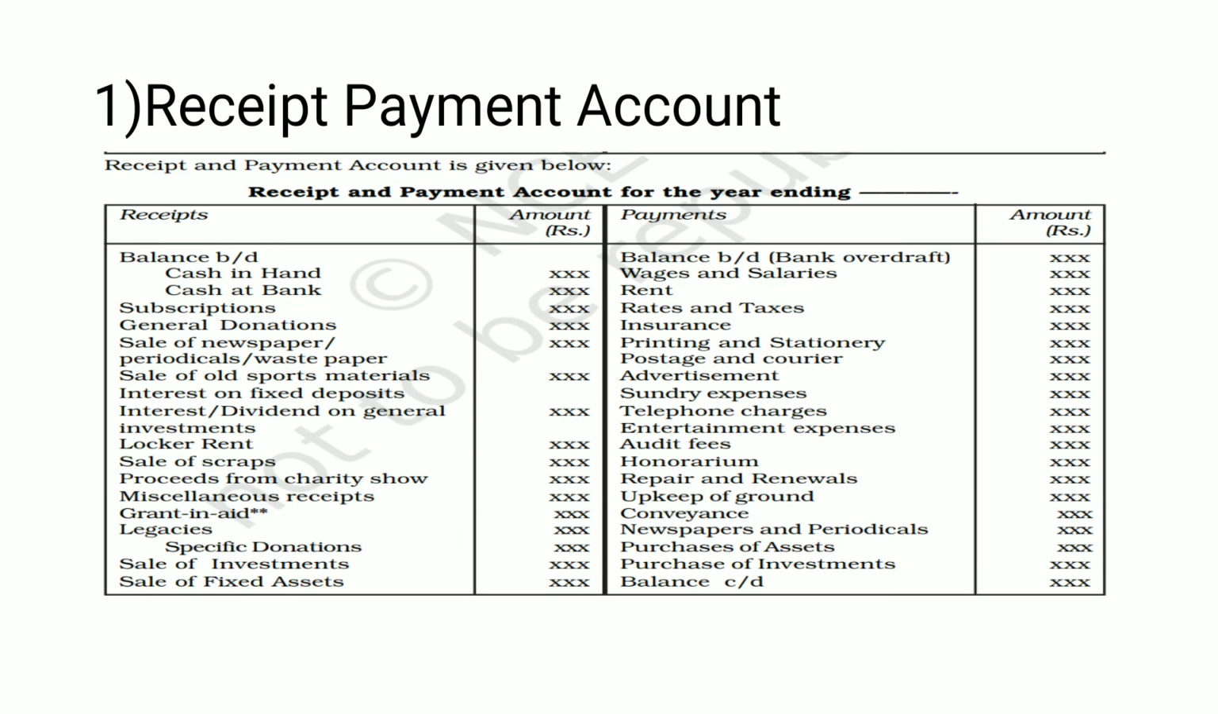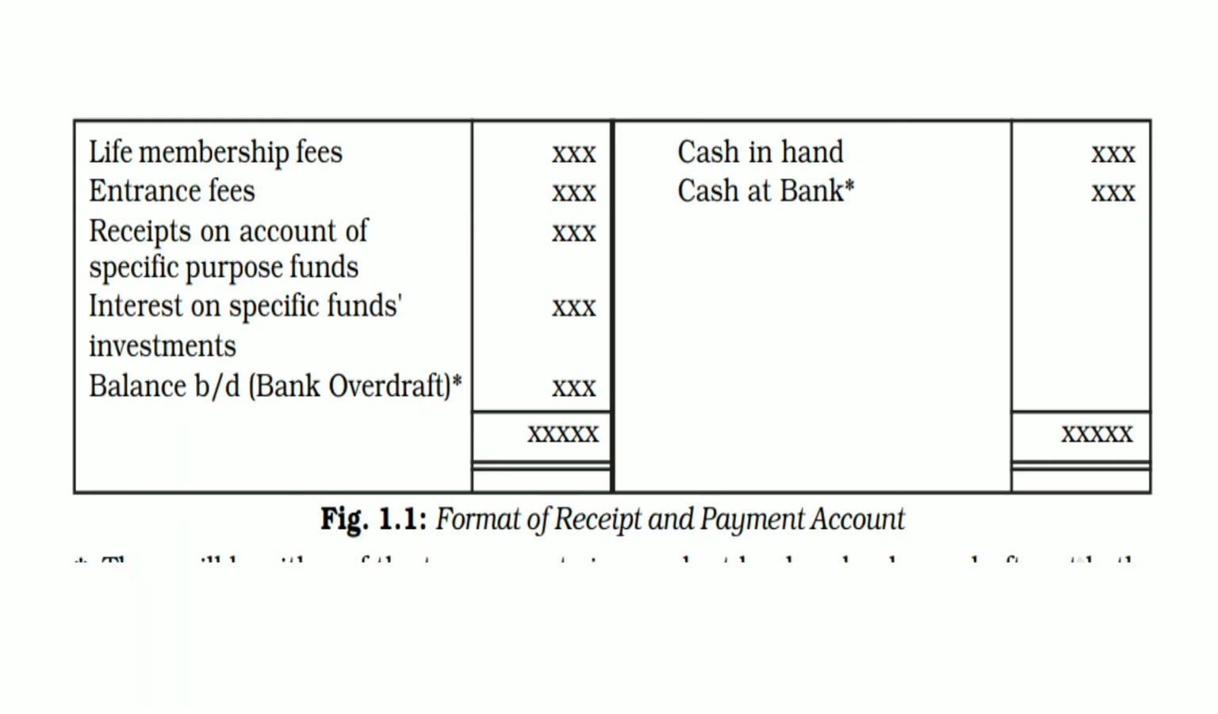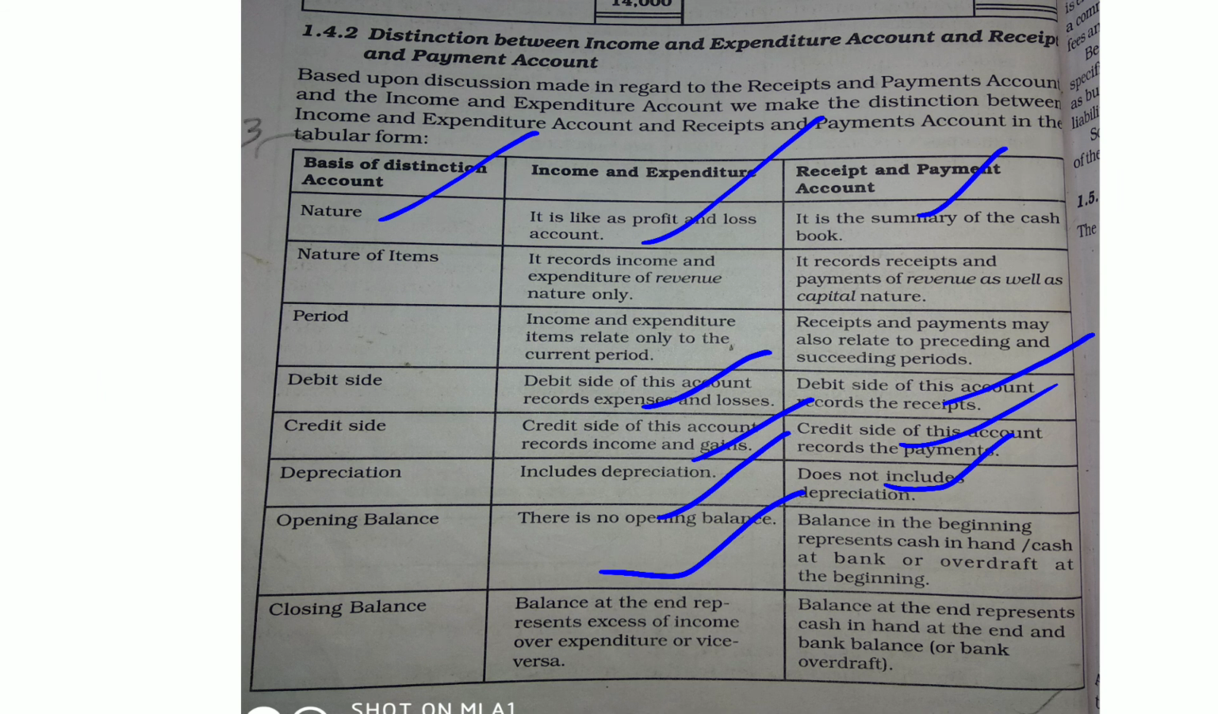See here, in this receipt and payment account, we record balance brought down and balance carried down. That is the opening balance of cash in hand and cash at bank, and the closing balance of cash in hand and cash at bank is recorded. But in the income and expenditure account, we are not recording the opening and closing balance of that account. So there will not be an opening balance in the income and expenditure account.